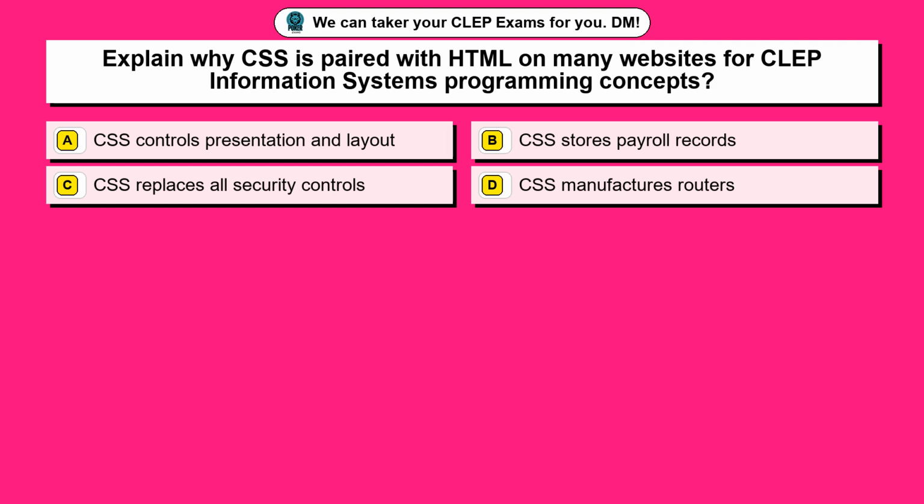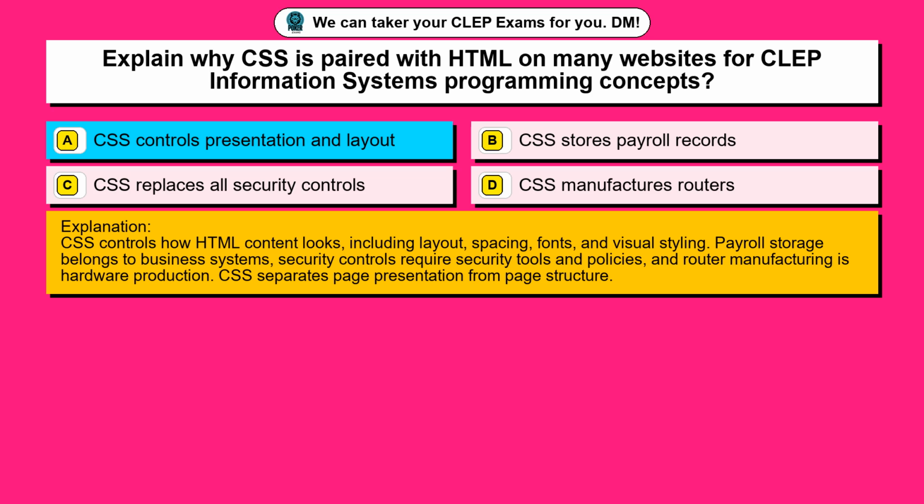Question 35. Explain why CSS is paired with HTML on many websites for CLEP Information Systems programming concepts. Option A. CSS controls presentation and layout. Option B. CSS stores payroll records. Option C. CSS replaces all security controls. Option D. CSS manufactures routers. The correct answer is option A. CSS controls presentation and layout.